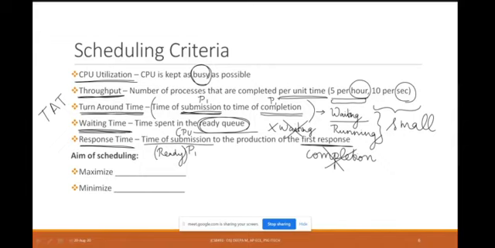So these are some of the scheduling criteria which will be considered for scheduling the processes. Can you tell me what is the aim of scheduling? What do I have to maximize and what criteria do I need to minimize? Can someone unmute and talk? We have seen 5 criteria now. Among these 5, which should I maximize and which should I minimize?